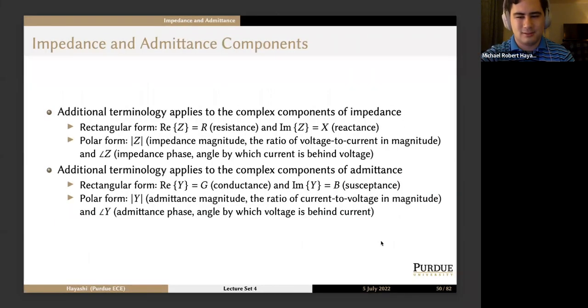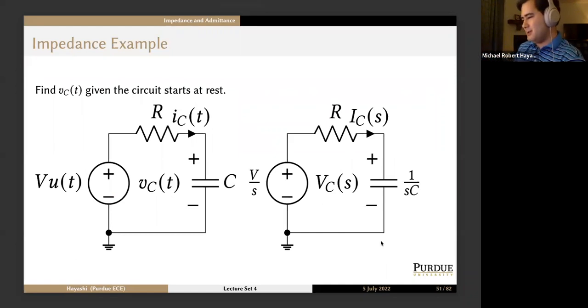Seeing no questions, let's go ahead and do an example. So let's do an example with impedance. This is a circuit that starts at rest, so we can use our special forms of impedance. So here we have our time domain circuit. We'll say V u of t, which is a step function voltage input, feeds into a resistor with resistance R and a capacitor, capacitance C. And we want to find vC of t, the voltage across the capacitor.